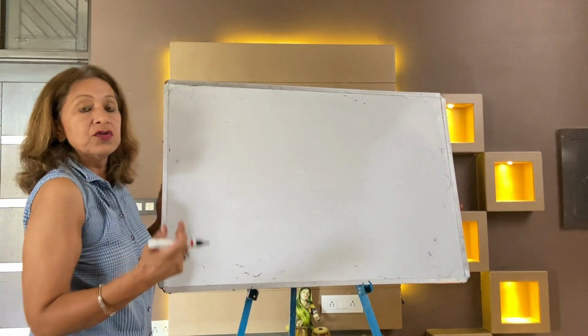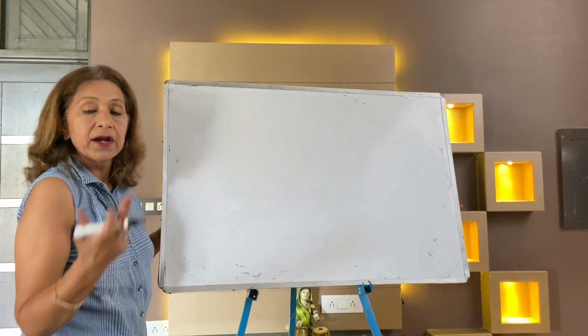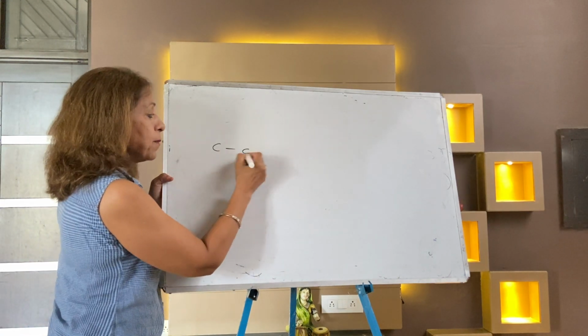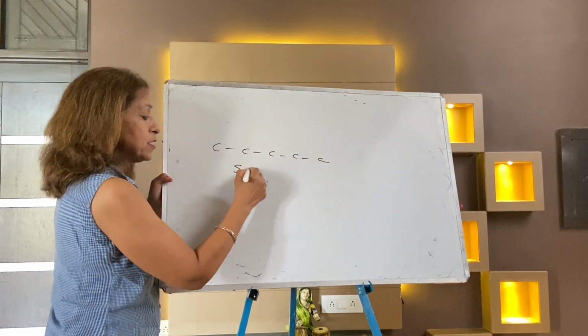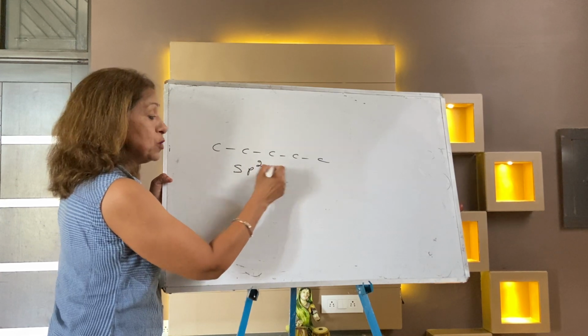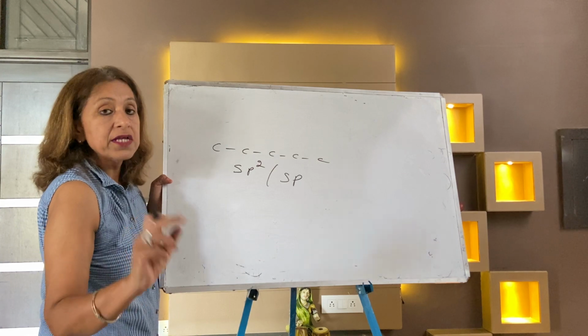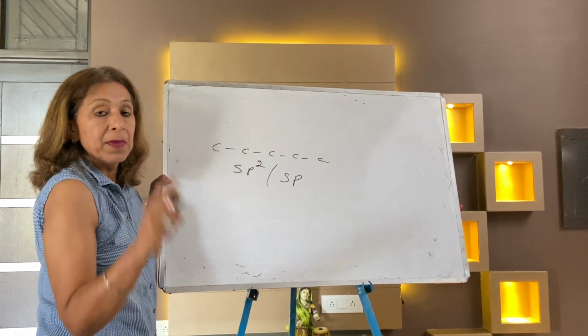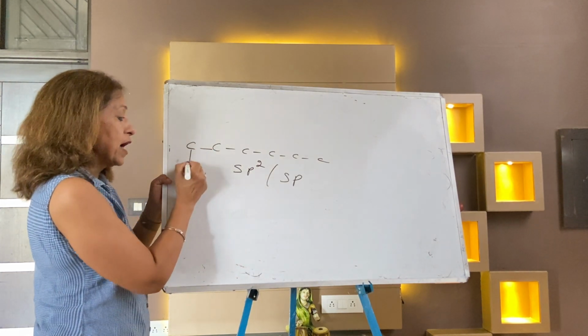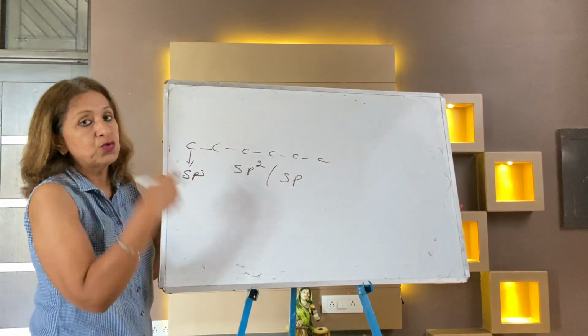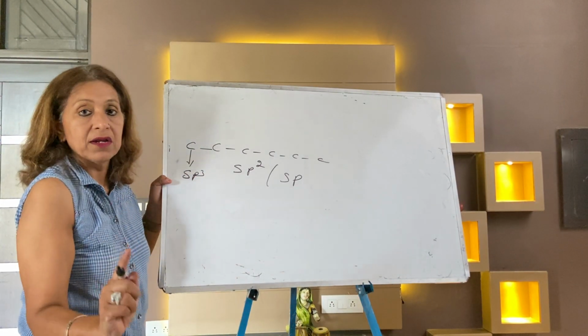Second thing I shared with you, how will you count planar and non-planar? If all the carbons are either sp2 or sp, then it is a planar structure. But if even one carbon is sp3, then you call the same structure non-planar.